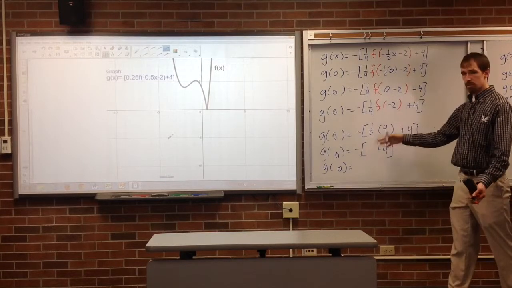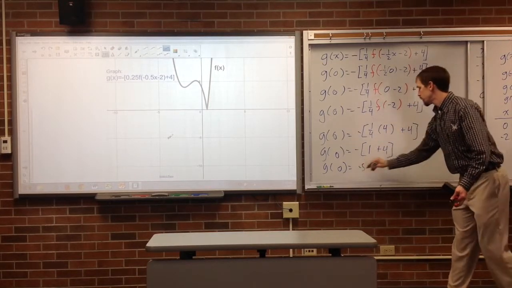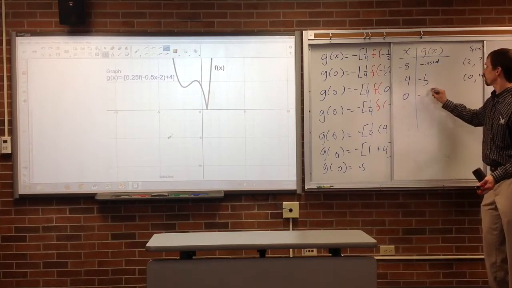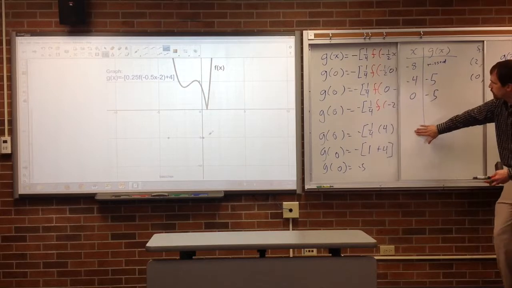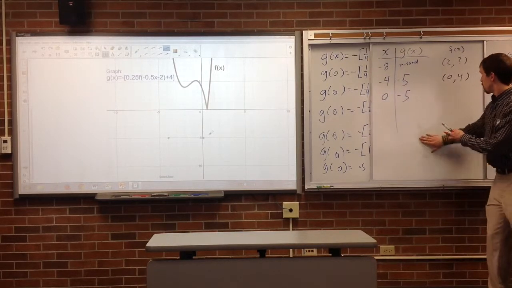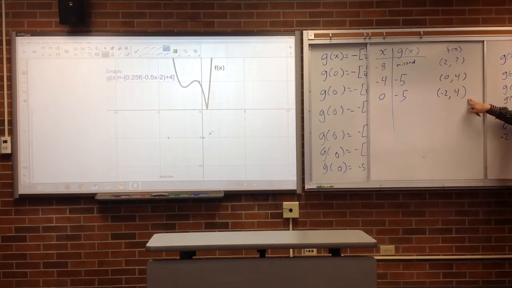And these calculations are much the same. A fourth times 4 is 1, adds up. Once again, we get -5. And we'll start to see this thing take shape. So here's our second point. When we plugged in a 0, we got -5. To what does that correspond? That corresponds to the point at which we evaluated f. We plugged in a -2 and got a 4 in the f function. So this corresponds to the point -2, 4 in the f function.